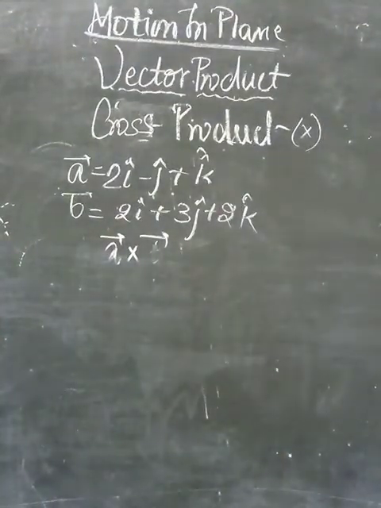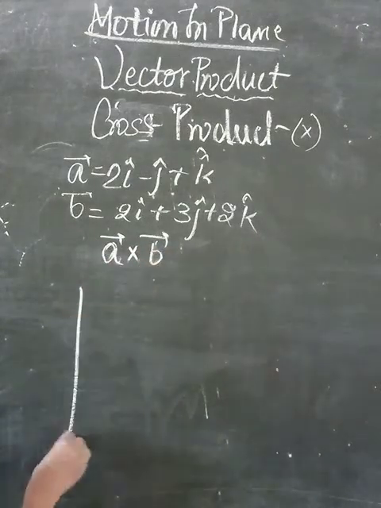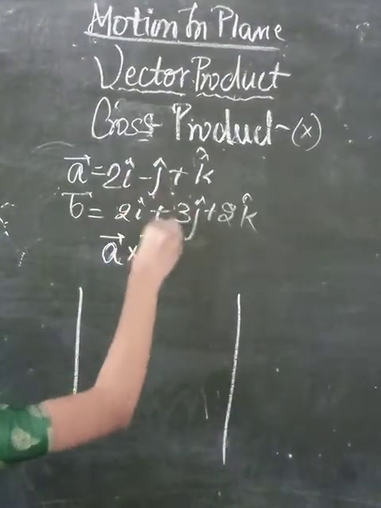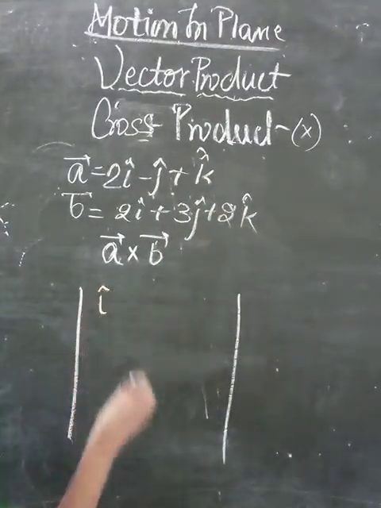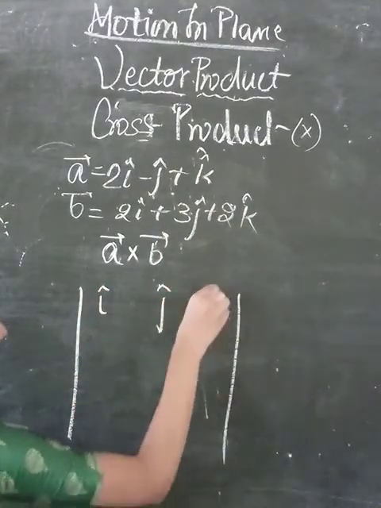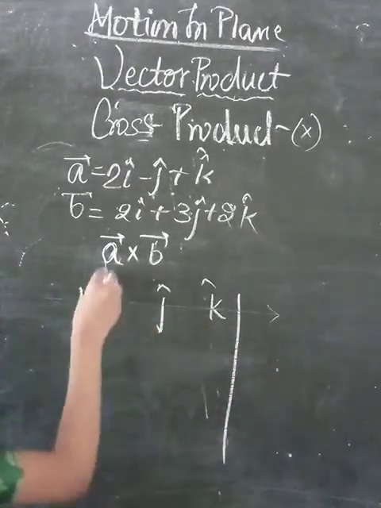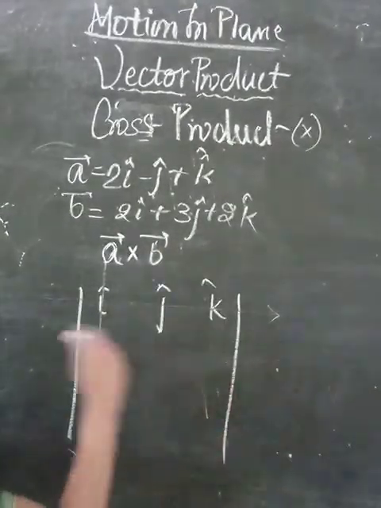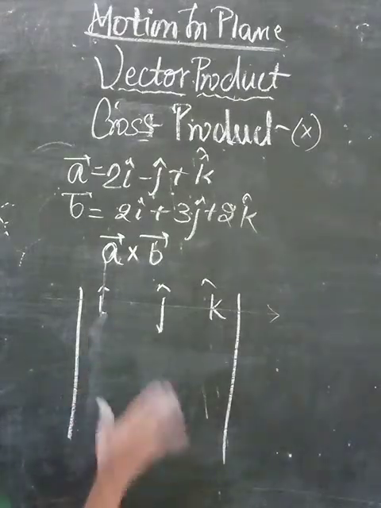For this, we will be using a matrix method. Okay, and the matrix is shown with the help of blocks. Here we have i cap, j cap and k cap. So firstly we will write i cap, j cap and k cap. This is the row of the matrix and this will be the column of the matrix. Okay, there will be 3 columns and 3 rows. So just write the values of i, j and k.